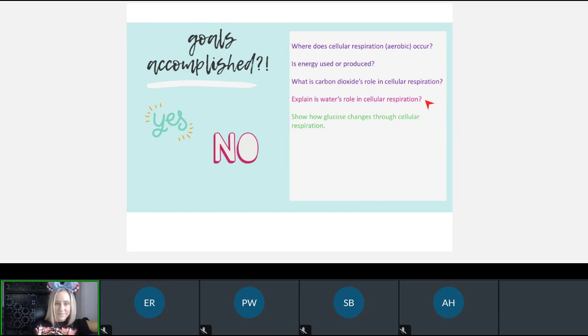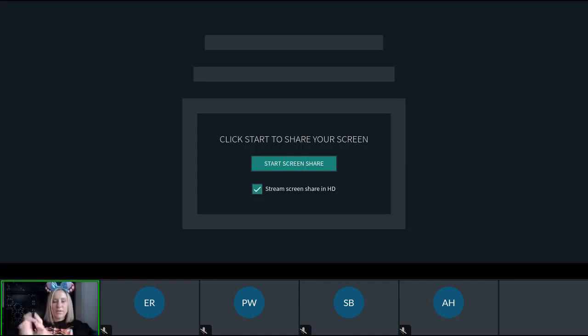Produced as waste. Good. And the last is to show how glucose changes through cellular respiration. Really, the best way to think about it is it just keeps getting cut. Just like if I cut a piece of celery or a banana in half, and then took the half and cut it in half, and then cut it in half again. We're breaking bonds and cutting it into smaller and smaller pieces to create our NADH and FADH molecules to store them up and use for that.